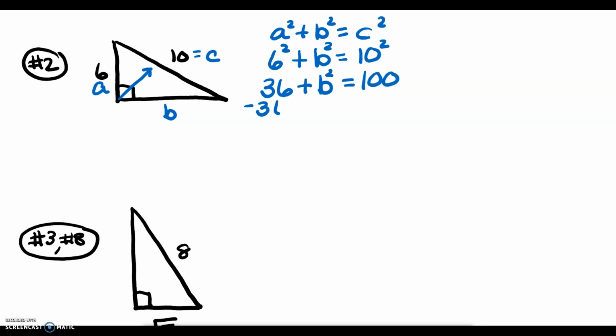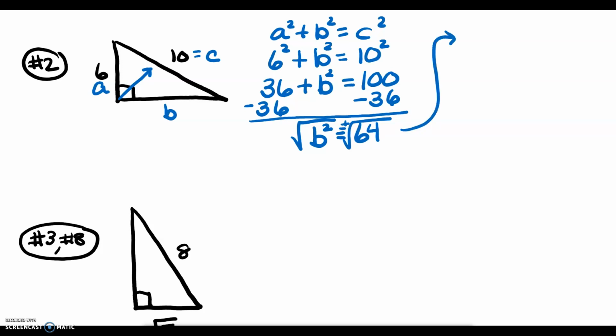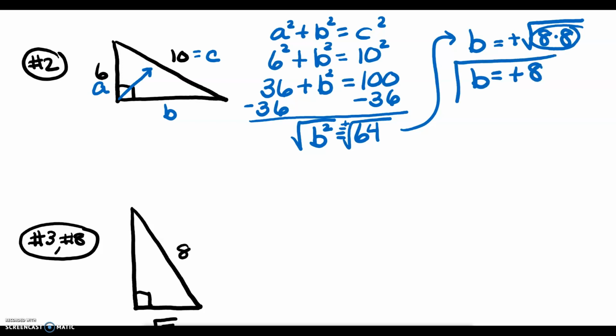When I subtract 36 from both sides, because I need to isolate my squared term, I get 64. And remember, I am going to take the square root of both sides, and I can't forget my plus or minus. So the square root of something that's squared is just itself. And since distances on a triangle are always positive, I'm going to take the positive square root of 64. And I know 64 is a perfect square. It's 8 times 8. So I get a positive 8 for b.